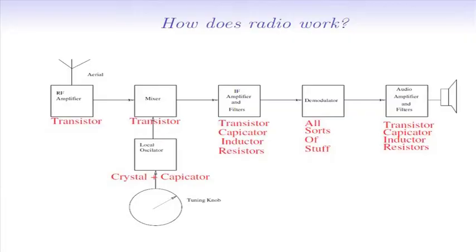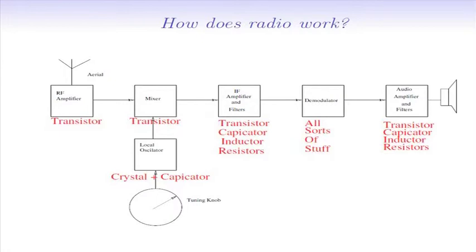Now, how do you actually build all this stuff? Well, the stuff on the left-hand side turns out to be not so hard to build. So an amplifier is basically a transistor. The mixer is a transistor. The tuning thing, you need a crystal and some other stuff. This stuff over on this side is much harder. You need capacitors, resistors, all kinds of things.